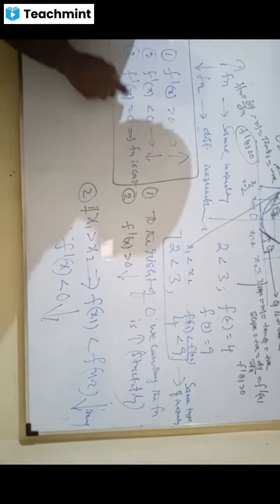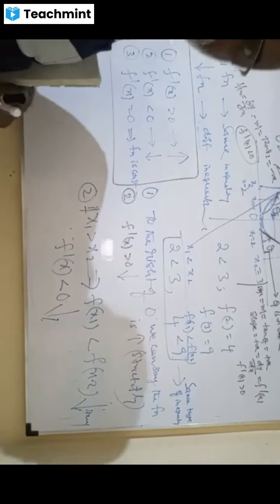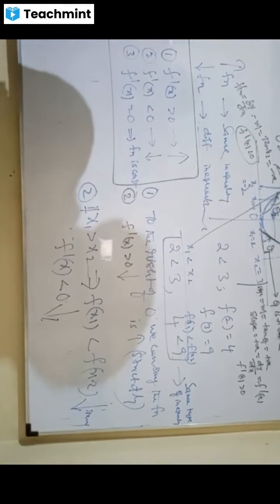Constant. The derivative of a constant is what? 0. That means the function should be a constant, right? Is it clear?